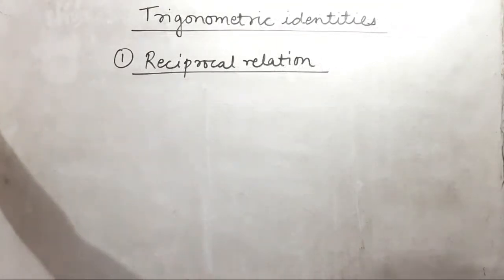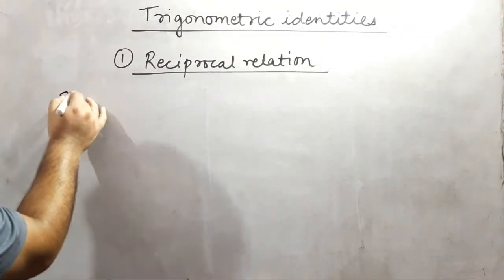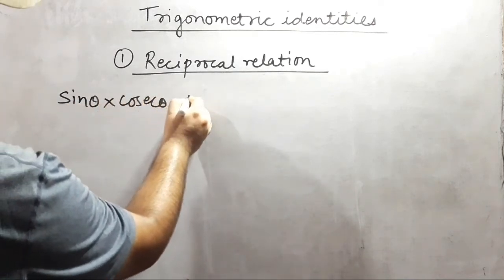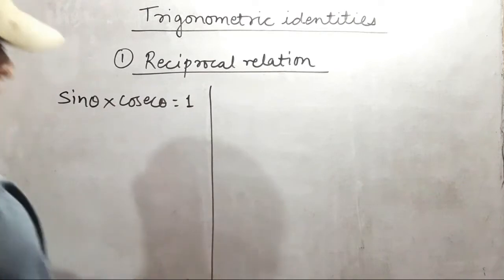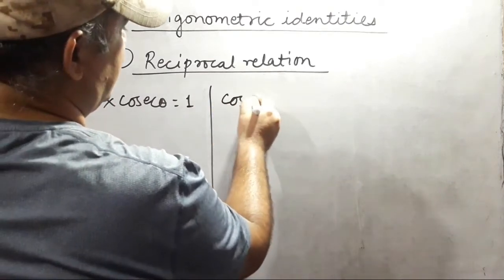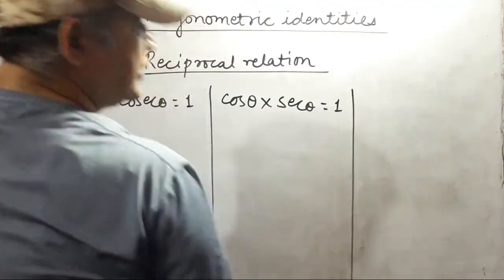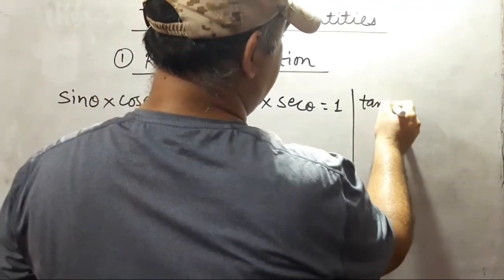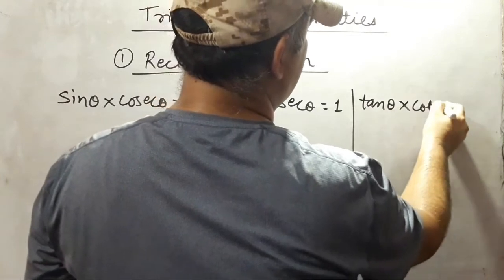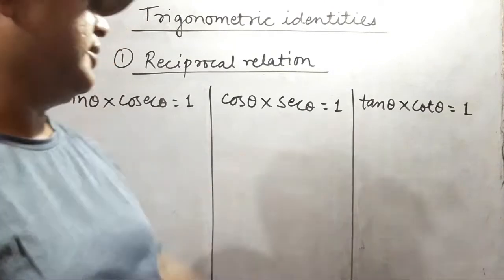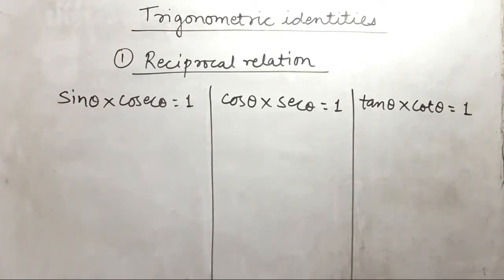Now, let's write it neatly. We got sin theta into cosec theta equal to 1. Similarly, we got cos theta into sec theta equal to 1. In the same way, we got tan theta into cot theta equal to 1. So these three are the relations which we got from the reciprocal relation. Now from these three relations, we shall obtain some more relations.